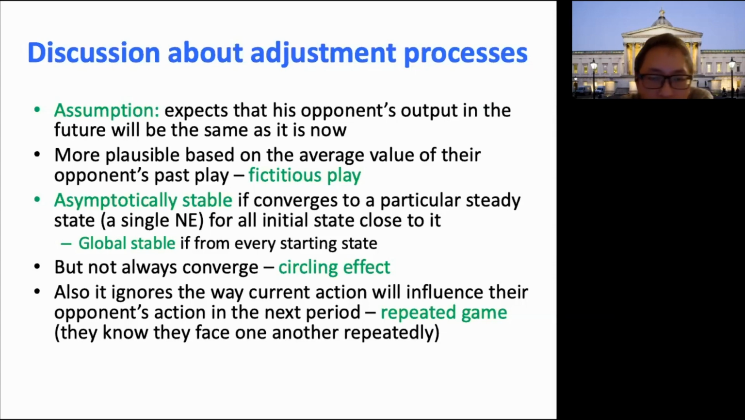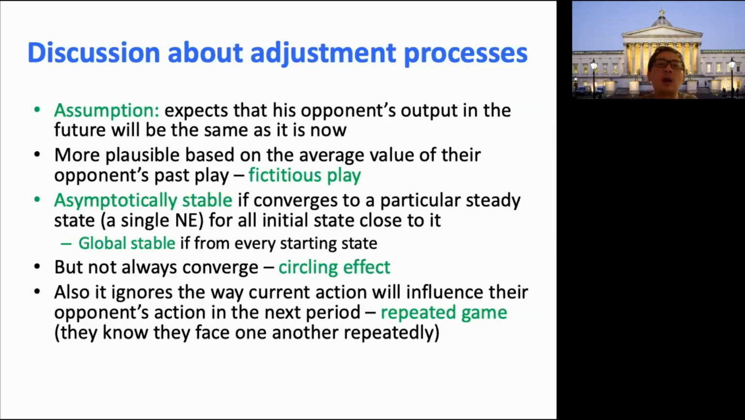In some cases, you might have initialized close to one of the Nash equilibria. Then therefore you would converge to that Nash equilibrium. So in the multiple Nash equilibria case, some Nash equilibrium points are asymptotically stable, because any point close to them will converge to them. But you might have other Nash equilibria that don't.